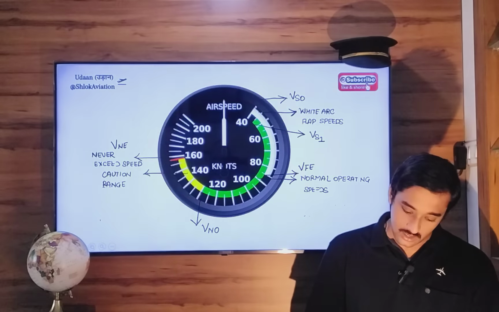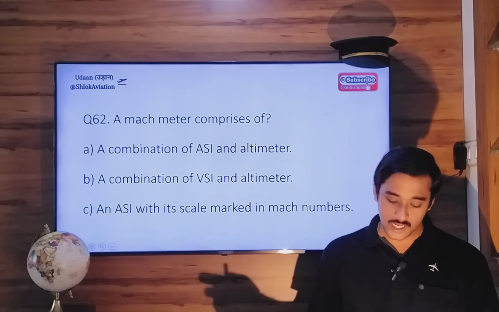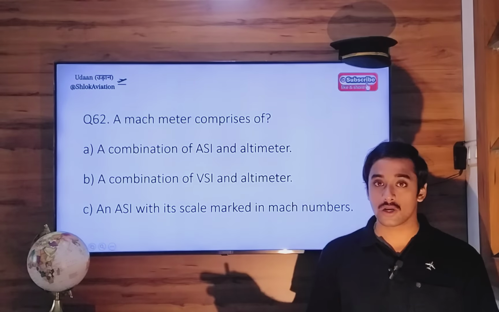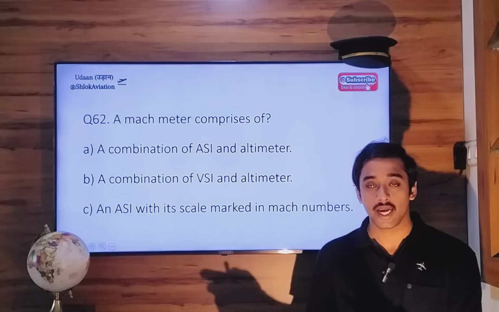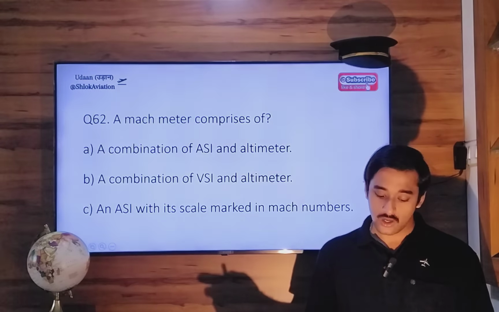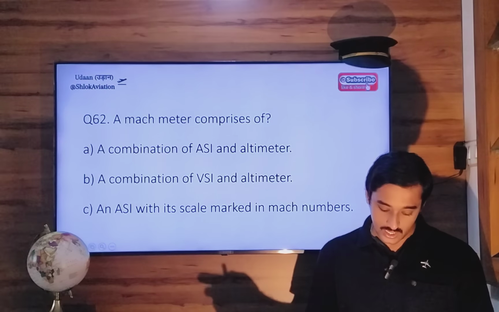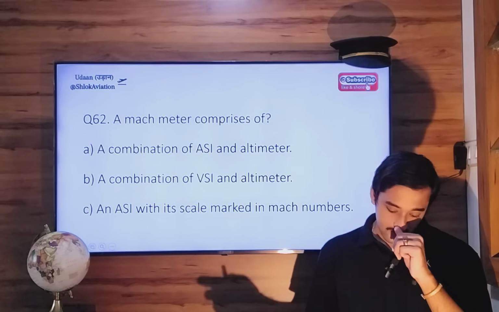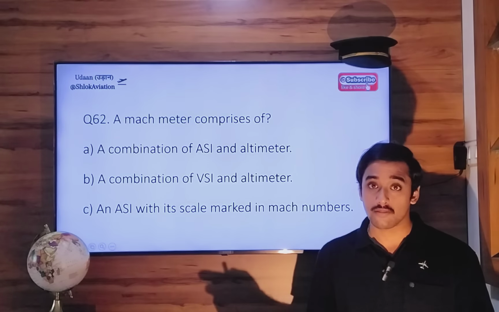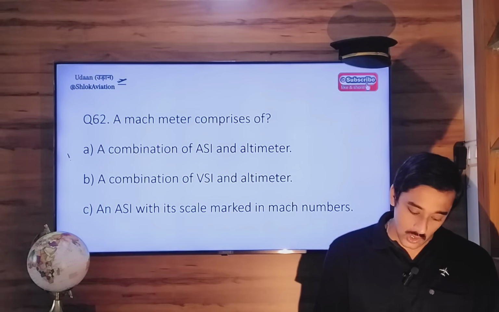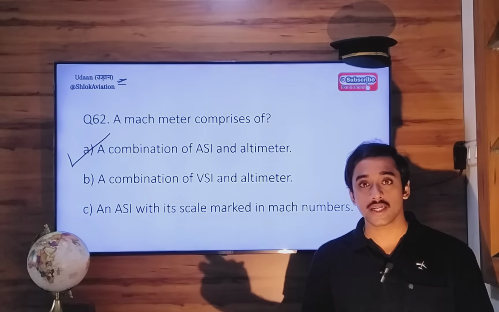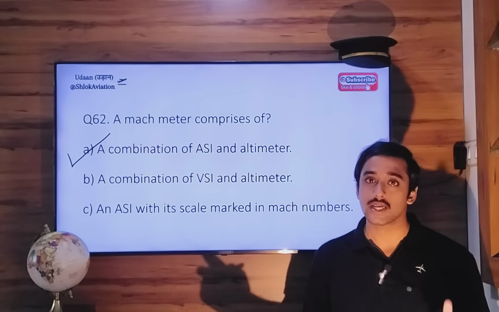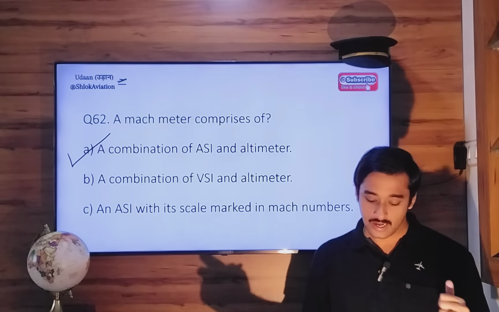Next, question number 62. A Mach meter comprises of what? A combination of ASI, which is airspeed indicator, and altimeter; a combination of vertical speed indicator and altimeter; or an airspeed indicator with its scale marked in Mach numbers. So the correct answer here is option A. Your Mach meter is a combination of two instruments, airspeed indicator and altimeter.